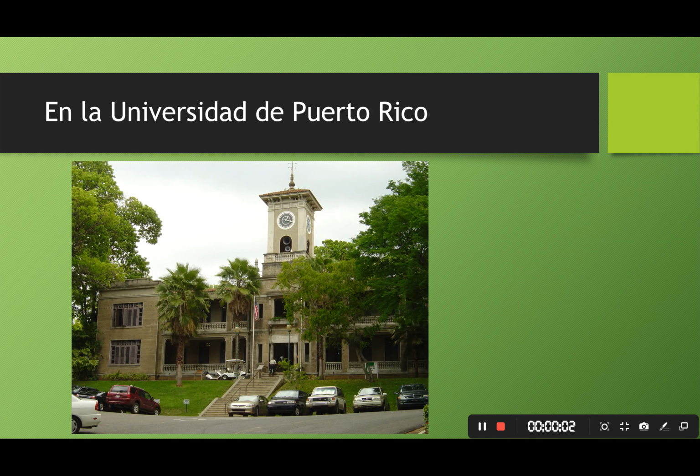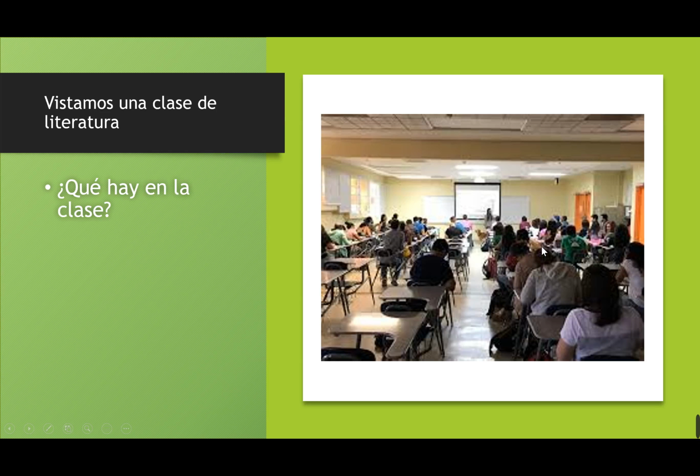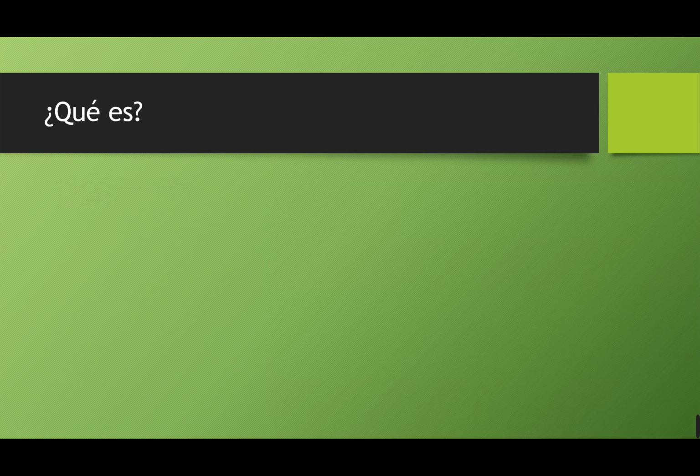Bienvenidos a la clase. Hoy vamos a continuar nuestro viaje a Puerto Rico por explorar un poquito la Universidad de la isla, la Universidad de Puerto Rico que se encuentra en, yo voy a decir San Juan. Pues vamos a visitar una clase de literatura. ¿Qué hay en la clase? What kinds of things are in the class? Pues, ¿qué es? So get out your vocab list. We're gonna go over vocab things.